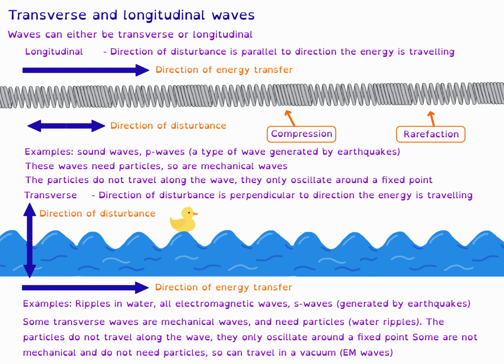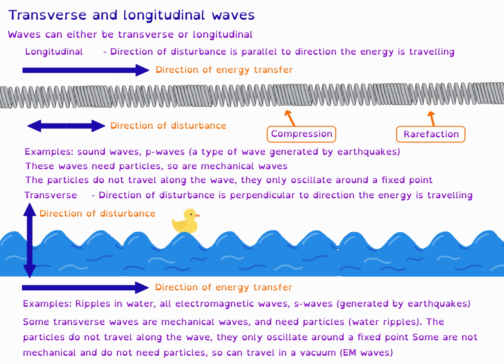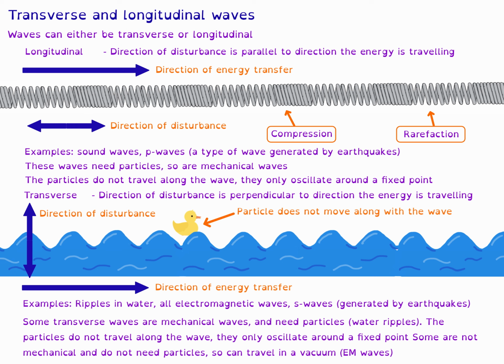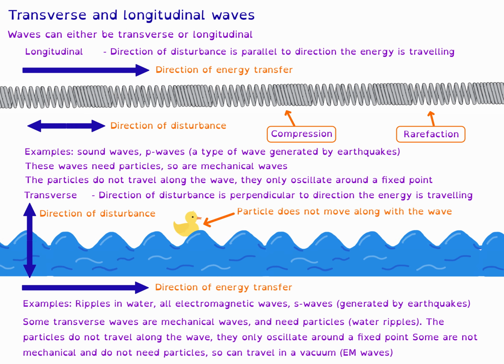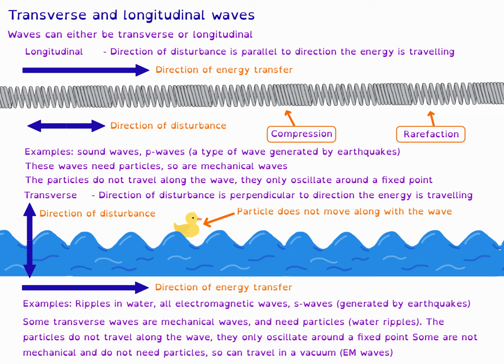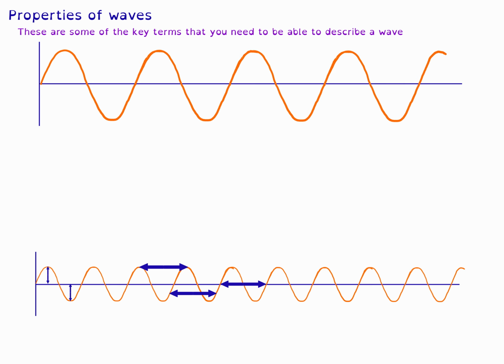Some transverse waves are mechanical waves and need particles, for example water ripples. The particles do not travel along the wave, they only oscillate around a fixed point. Some transverse waves are not mechanical and do not need particles, so can travel in a vacuum, for example, all electromagnetic waves. These are some of the key terms that you need to be able to describe a wave.